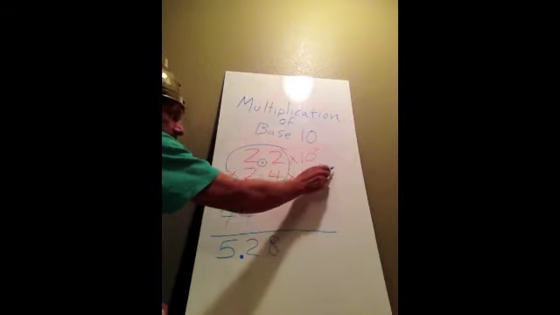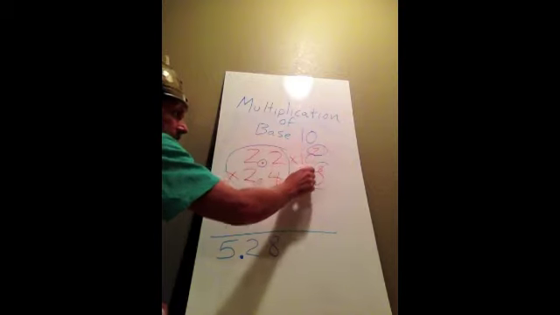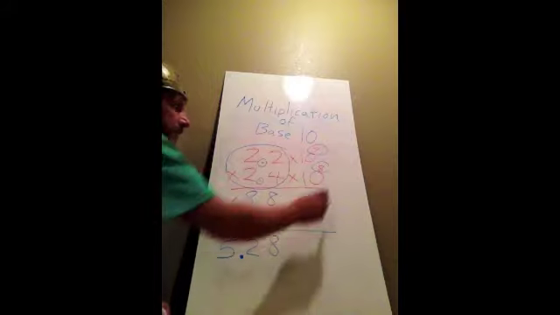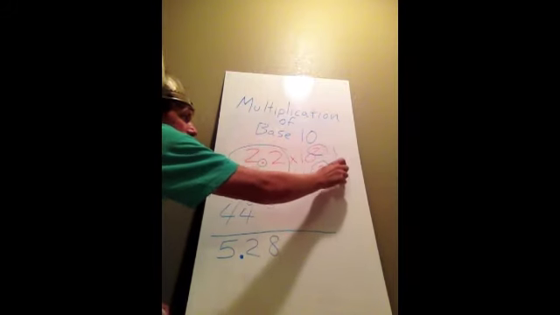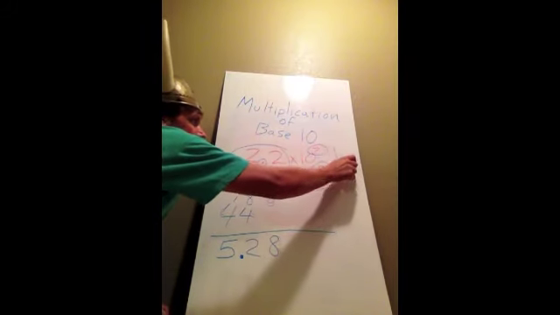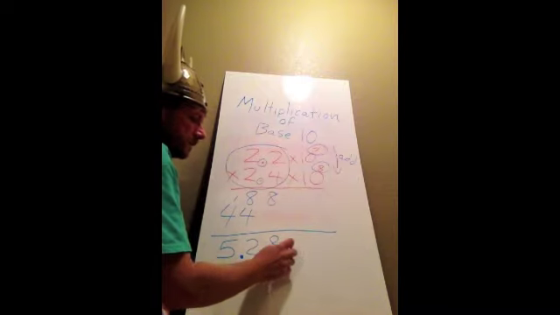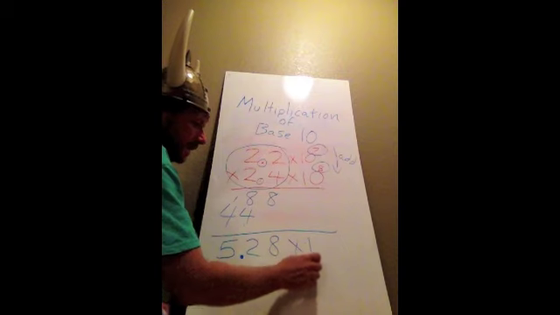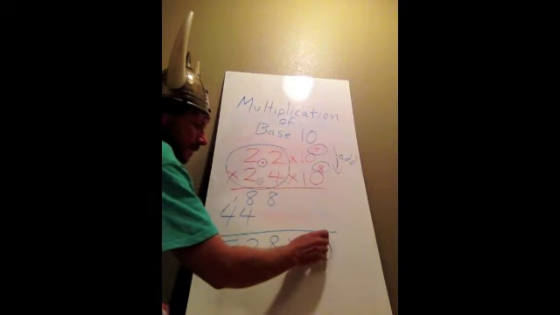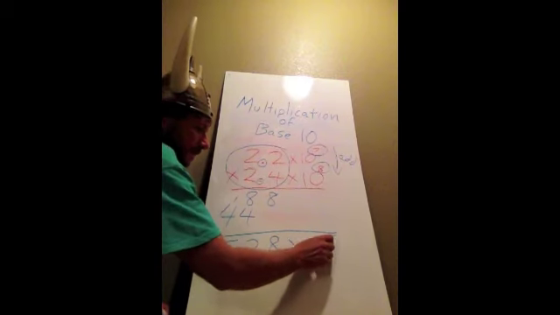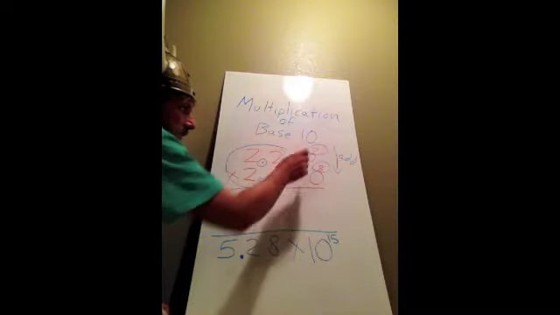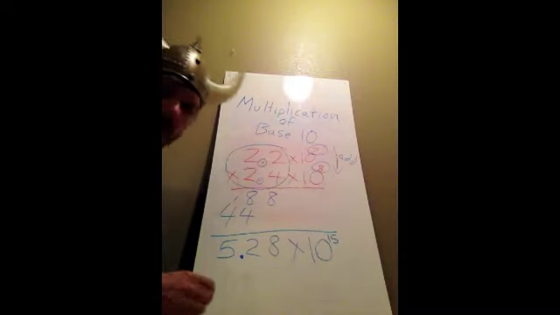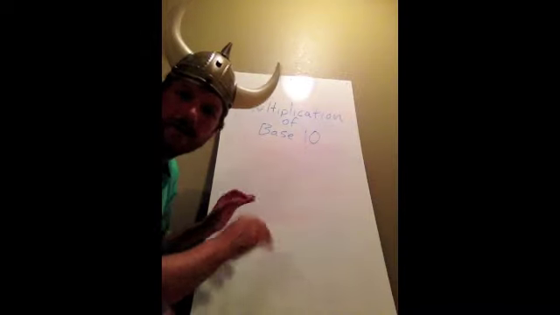Now let's deal with the exponents. What do we do with the exponents? Do you remember? We add them, right? Add the exponents. So this becomes 5.28 times 10 to the 15. Is 7 and 8. 7 plus 8 is 15. I'll be right back. I'm back. Ta-da!